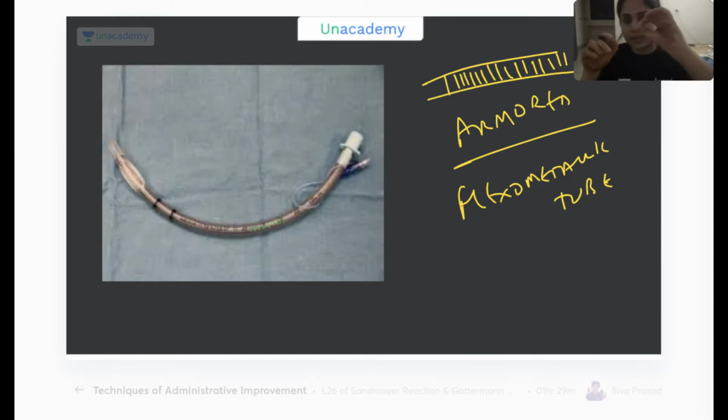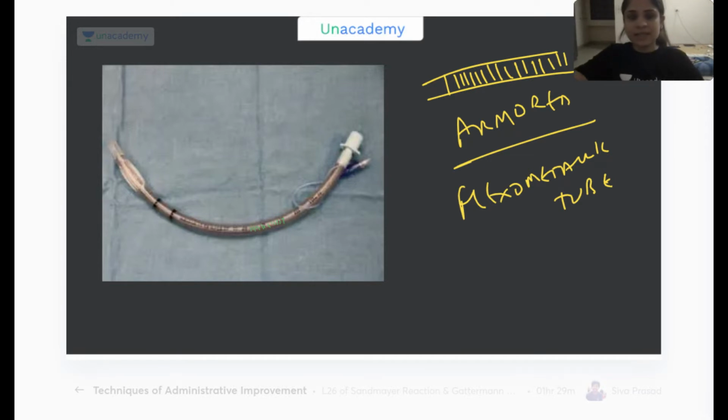The lumen of the tube remains patent even if you fold it or kink it. So if you're using it for head and neck surgeries in which the surgeon has to move the neck a lot, then we prefer to use these armored tubes, in head, neck and neurosurgery. In prone position also we prefer to use armored tube. Any place where the tube can get kinked or bent, we will prefer to use the flexometallic or armored tube.